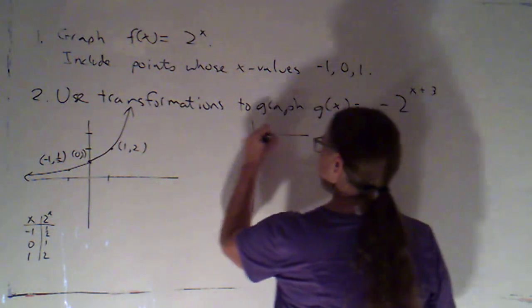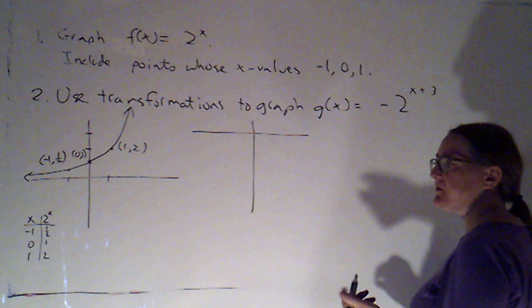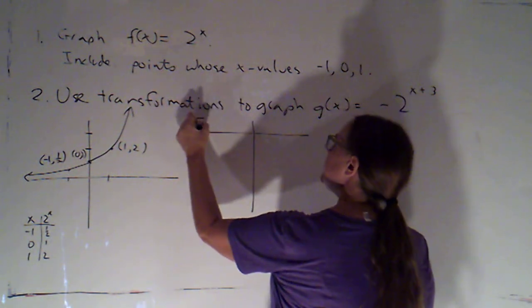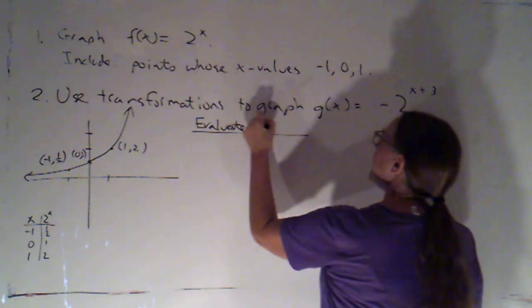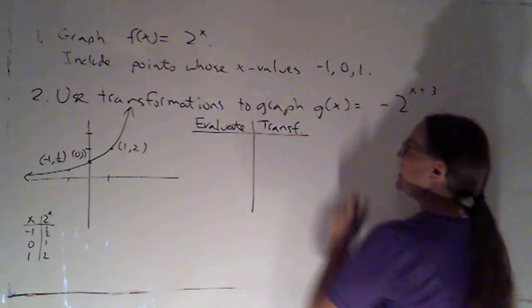So I'm going to create my little table, not a table of values, but a table that lists what I would do to evaluate the function and then the corresponding transformation of the graph.